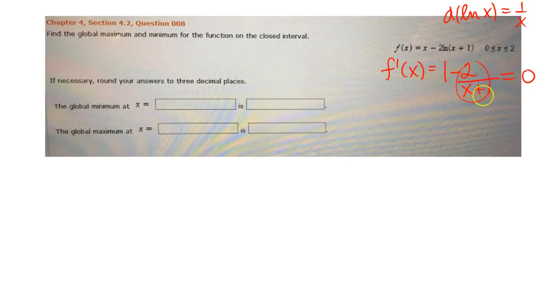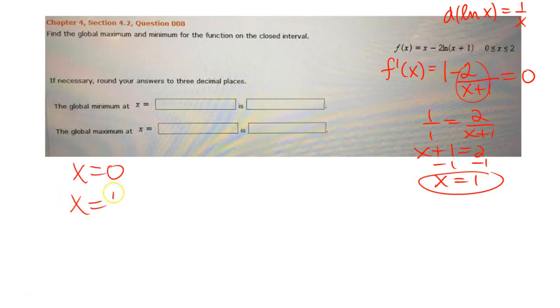So let's add this over, and we get 1 equals 2 over x plus 1. I can write this as 1 over 1, can I, and cross multiply. All right, so x plus 1 equals 2. x equals 1. Let's see what we got. I know something's happening at 1, and I've got to look at my edges. So let's look at x equals 0, x equals 1, and x equals 2.